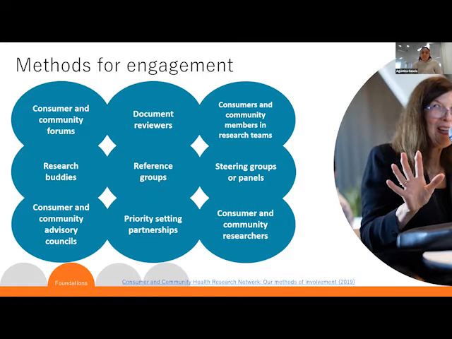You can have consumers and community members that are established in the research teams as a team member. You can have reference groups where you go to specific groups that are interested in different topics, for example, an advocacy group for different health topics. You can form a steering panel of community members and researchers that will help in the decision-making of the project. You can have advisory councils who provide advice. So there's really different ways that you can engage with community members throughout a research project.